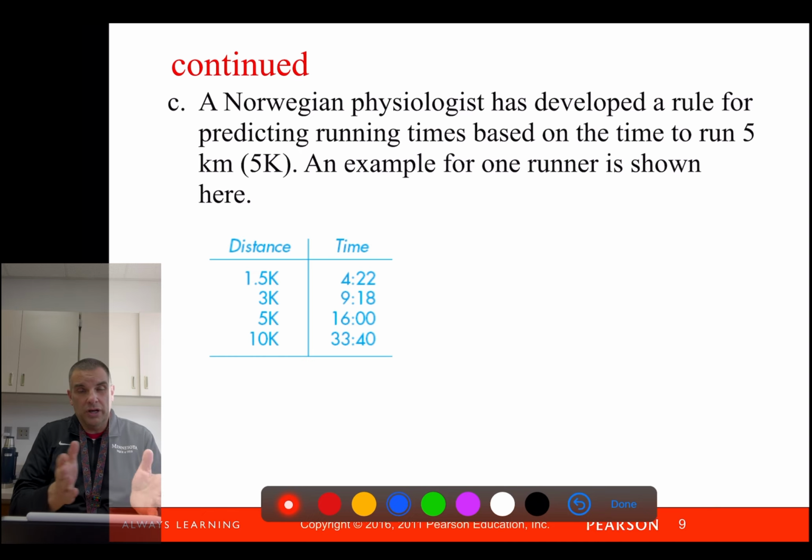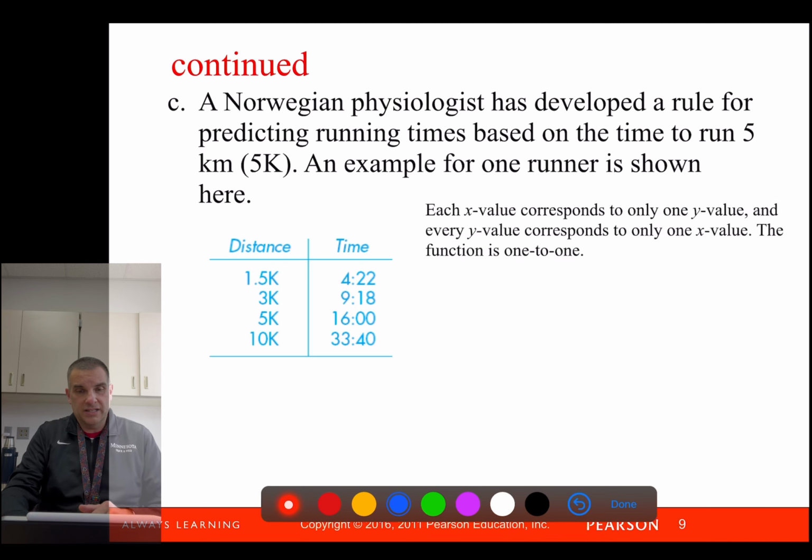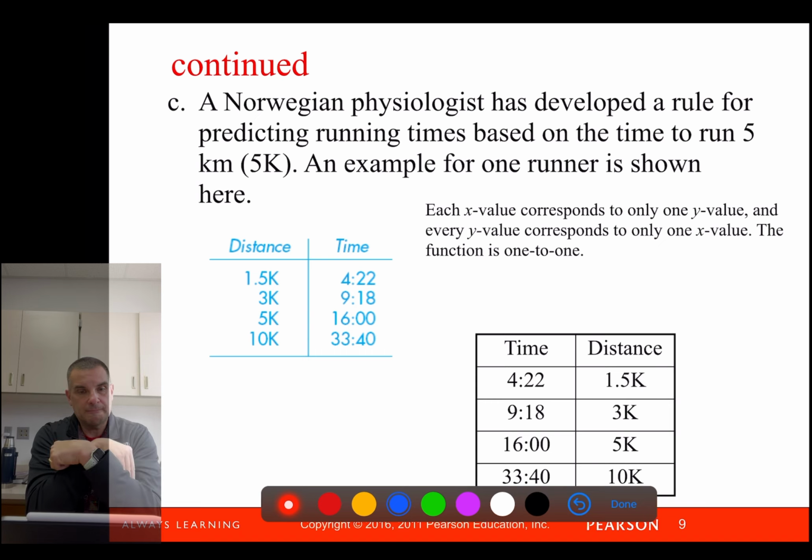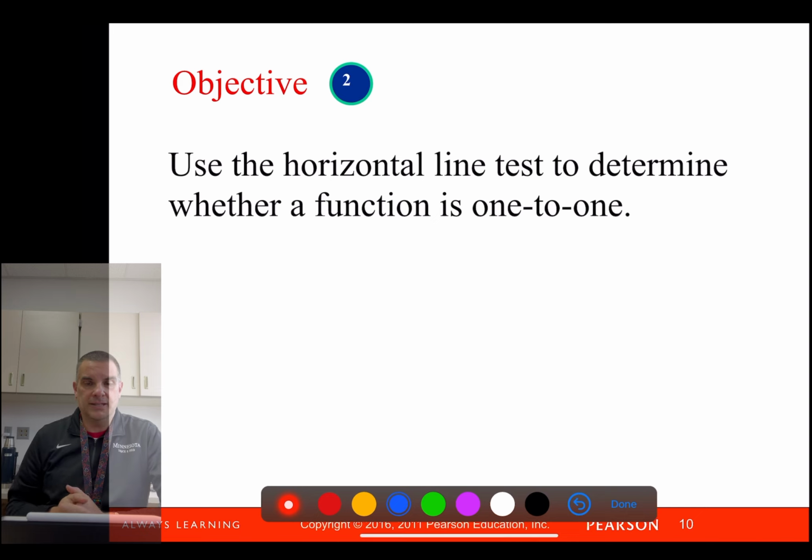So it's kind of a one-to-one function. We've got different things going on because each x value, or distance, corresponds to one y value, time. Okay, so we do call this a one-to-one function. If we do the inverse of it, time and distance just switch places. So time becomes 4:22. It's just switching the tables. Okay, that's all that does.